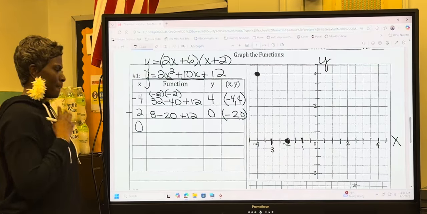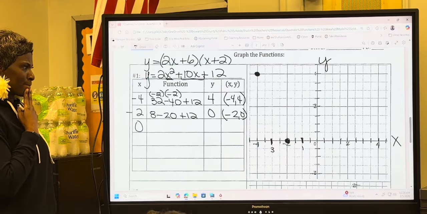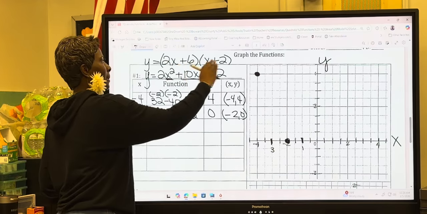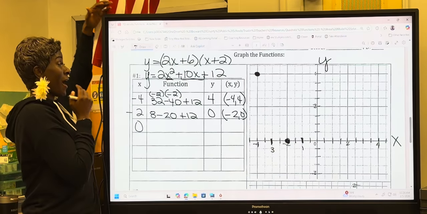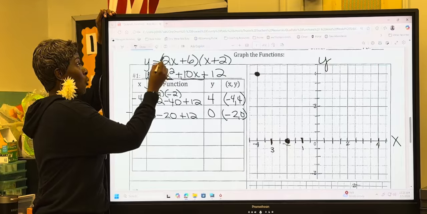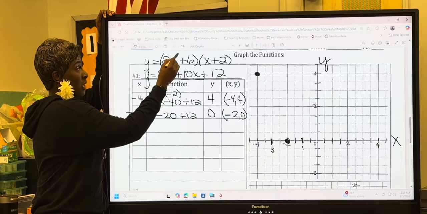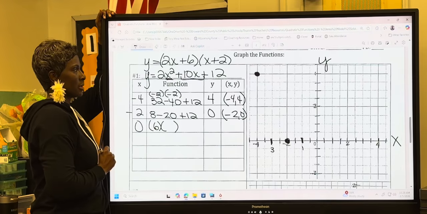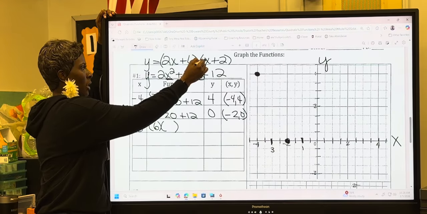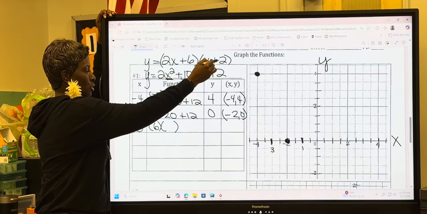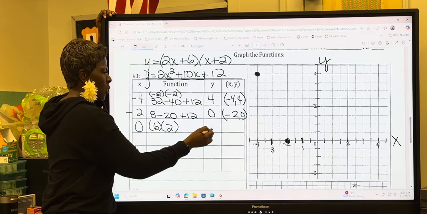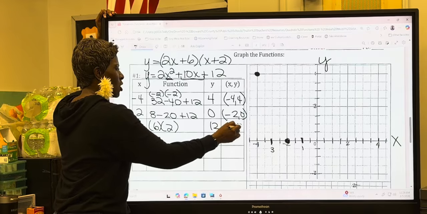Plug in a 0. If we plug in a 0, which form do we want to use here? Factor. Okay, let's use factor. So if I plug in a 0, what's 2 times 0? What's 0 plus 6? 6. So my first number is a 6 times something. If I plug in a 0 here, what's 0 plus 2? 2. So now I got 6 times 2. What does that give me? 12. Okay, so this is 0, 12.